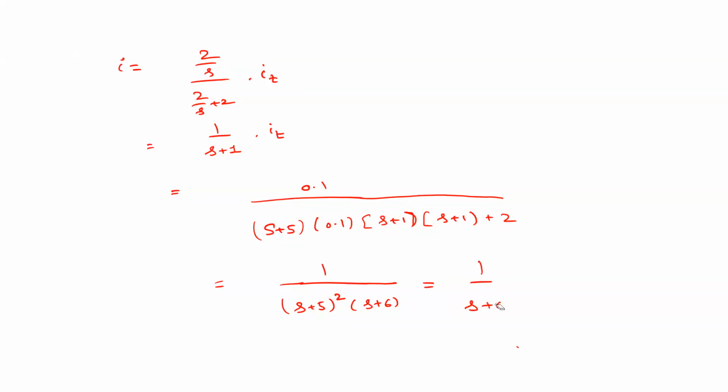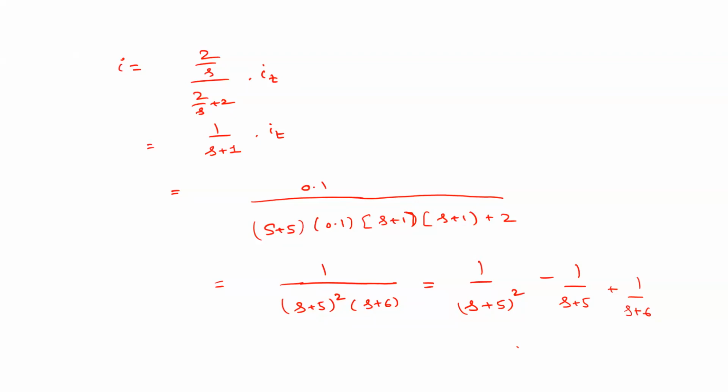No, it will be something like this, right? 1 by s plus 5 square. Okay, some a by s plus 5 square, minus of 1 by s plus 5, so you will get 1 by s plus 6. Okay, something like that you will get. Sir, is this correct?